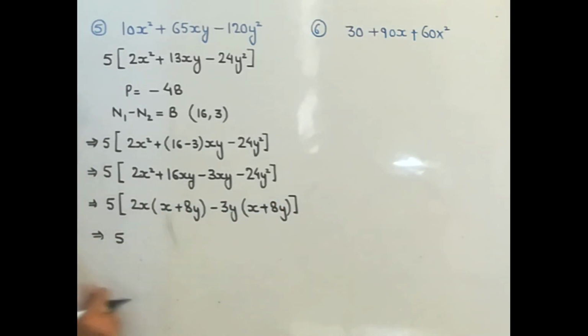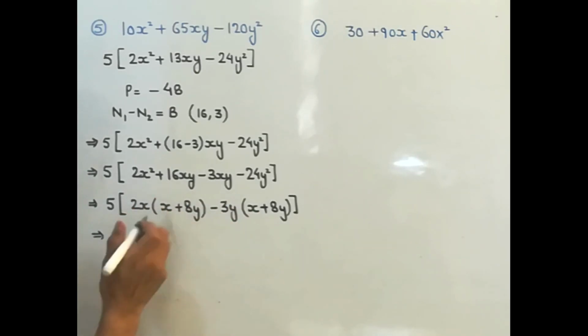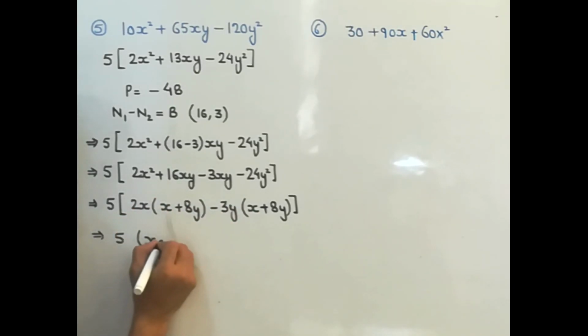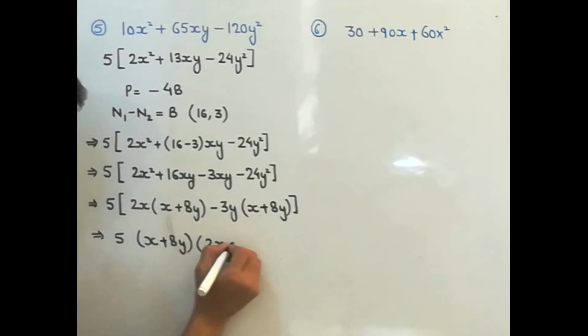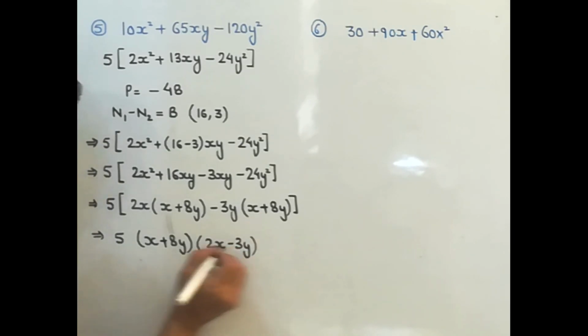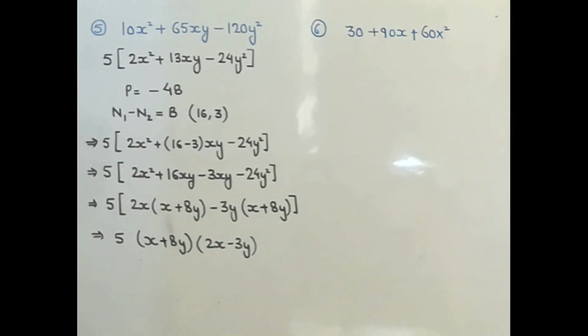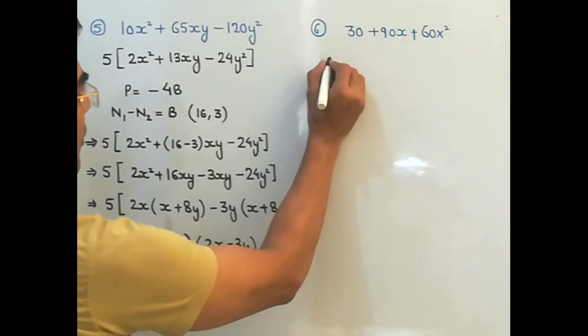So finally, from these two, x plus 8y will be common, and we will be left with 2x minus 3y. This will be the final factorization. Hope this is clear to you. Now in question number 6. Again you can see in question number 6 also we can take first of all 10 common. So let's take 10 common.